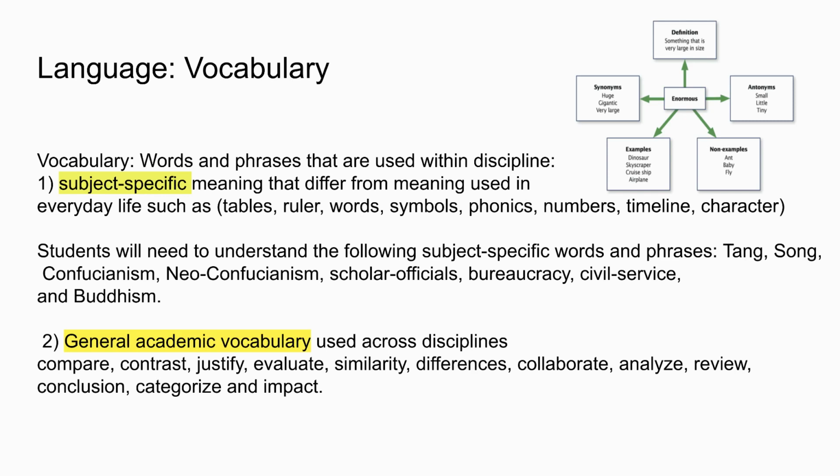So if you're teaching history, you might be doing a unit on the Tang Song Dynasty, and you'll want to highlight all of that subject-specific vocabulary that your students need to understand to make sense of what they're doing. You'll also want to highlight general academic vocabulary: compare and contrast, justify, evaluate, any academic terminology that is used across disciplines that you should unpack. It's called good teaching.